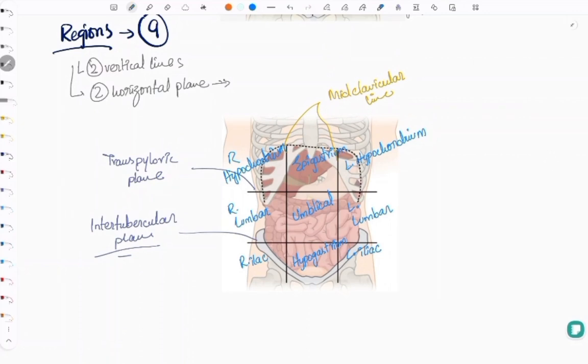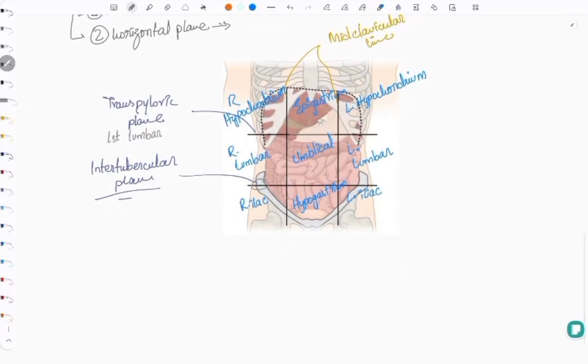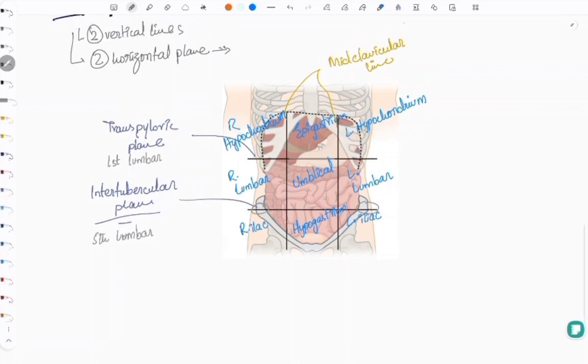The transpyloric plane transects the pylorus of the stomach at the level of first lumbar vertebra, and the intertubercular plane joins the 2 iliac crests, passing at the fifth lumbar vertebral level. The mid-clavicular line extends from the midpoint of the clavicle and passes through the midpoint between anterior superior iliac spine and pubic symphysis.